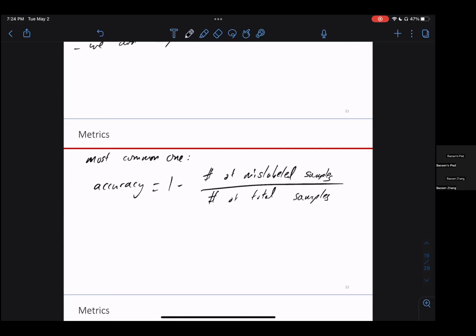Okay, so this is just accuracy, right? Just how many you got wrong, divided by how many you have. 1 minus this gives you accuracy. Let's say your accuracy of 0.9 means you got 10% of the labels wrong. You almost always report this value to people, right?